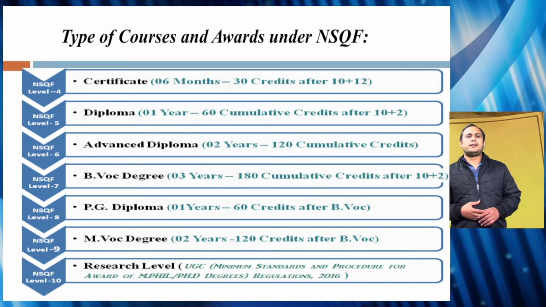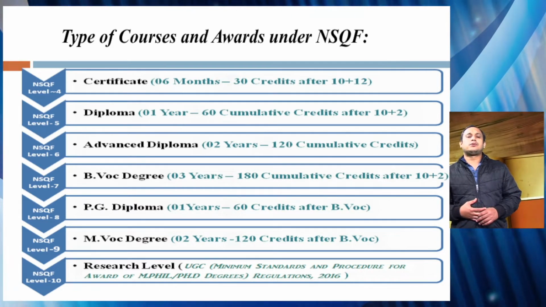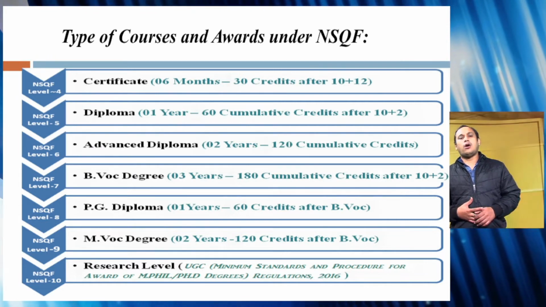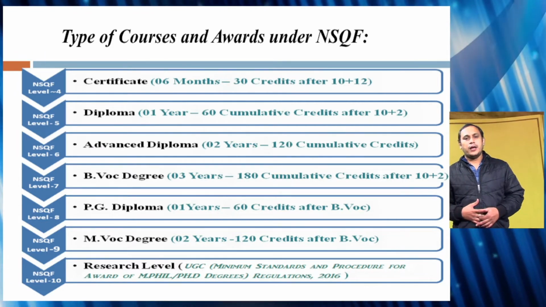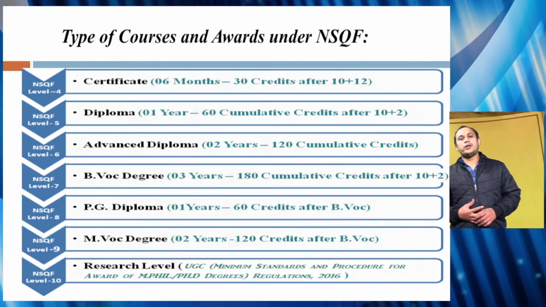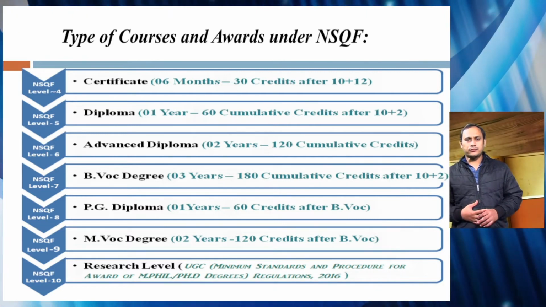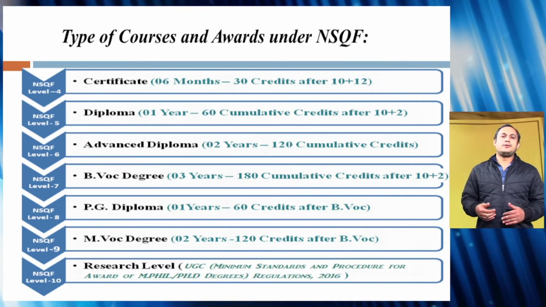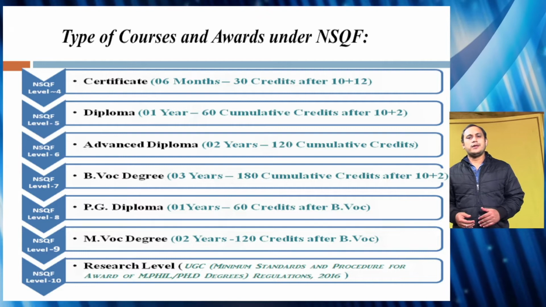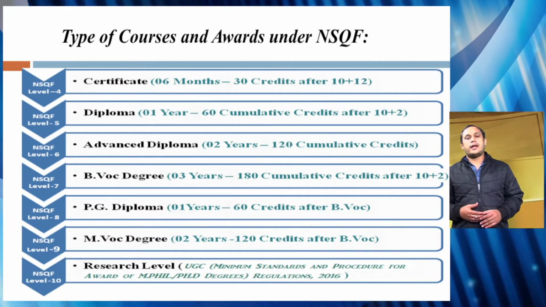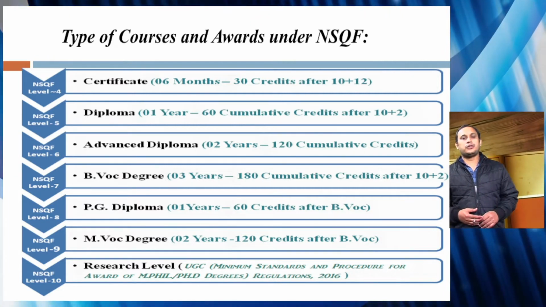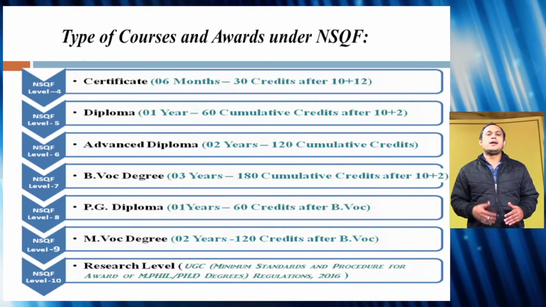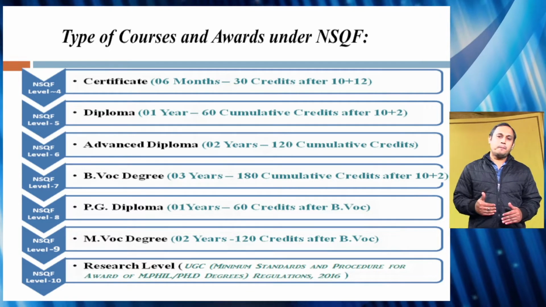Along with the diploma, there are courses which are known as advanced diploma courses, which are of 2 years duration, and there are 120 cumulative credits. And the basic qualification for pursuing an advanced diploma course under NSQF is again 10 plus 2. That means any person who wants to pursue an advanced diploma course in NSQF has to pass the 10 plus 2 exam.